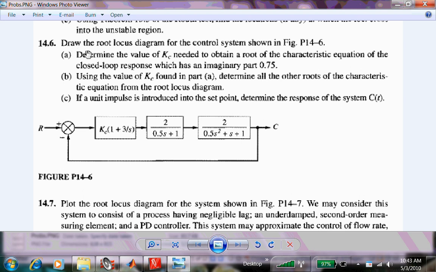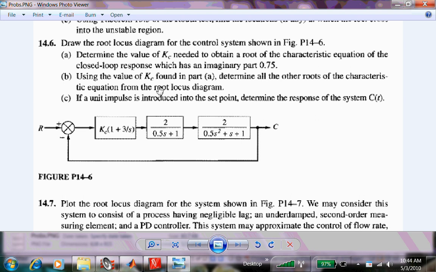So 14.6 simply says, draw the root locus diagram for the control system shown in 14.6. Determine the value of Kc needed to obtain a root of the characteristic equation of the closed loop response, which has an imaginary part of 0.75. Okay? Maybe they haven't solved the problem because they have not posted, I think, to give you the clue. So by reading this, I would say, okay, there is a value of Kc at which the imaginary part of the root is 0.75, I can go after it. We'll discuss this a bit more.